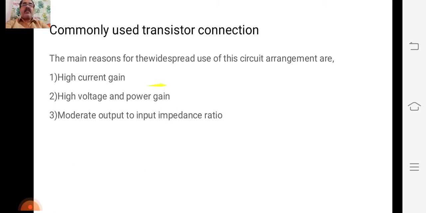Let us consider the second one, high voltage and power gain. Due to high current gain, the common emitter circuit has the highest voltage and power gain of the 3 transistor connections. This is the major reason for using the transistor in this circuit arrangement.